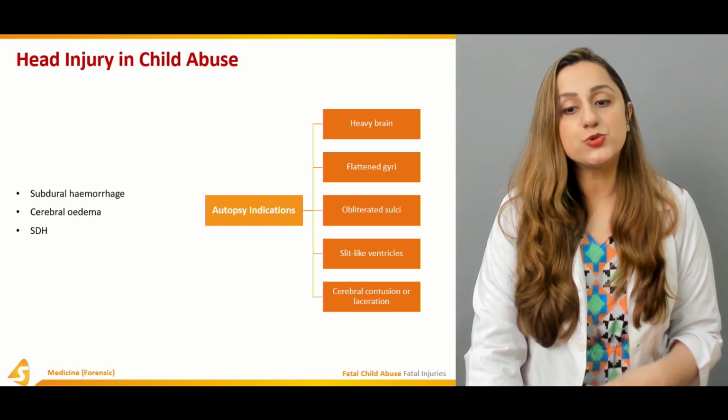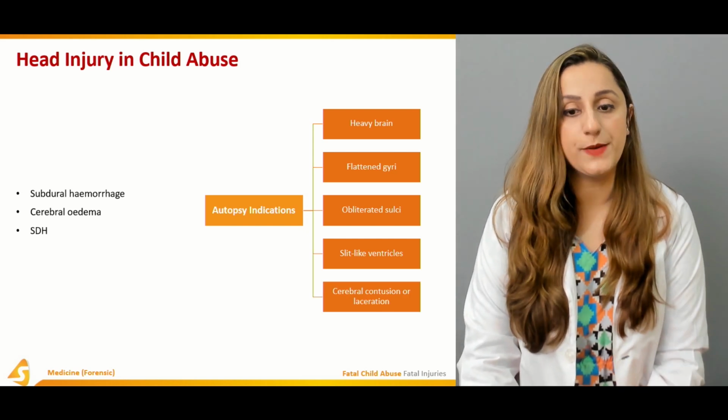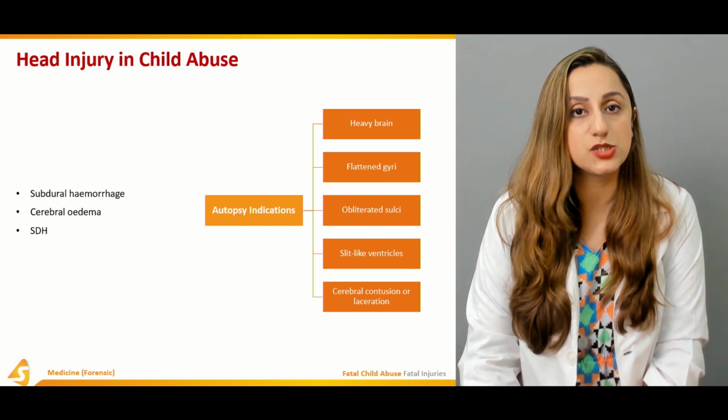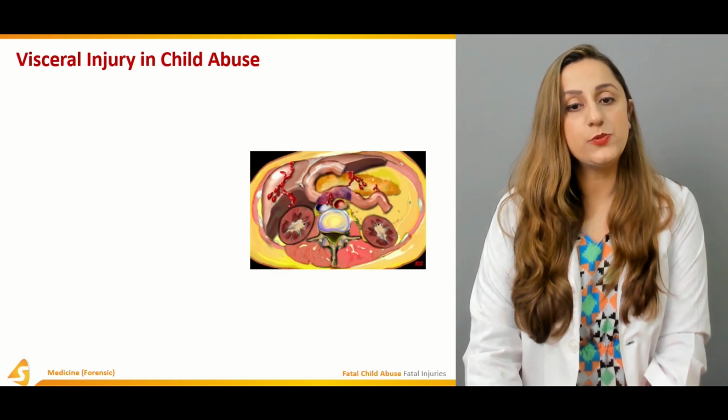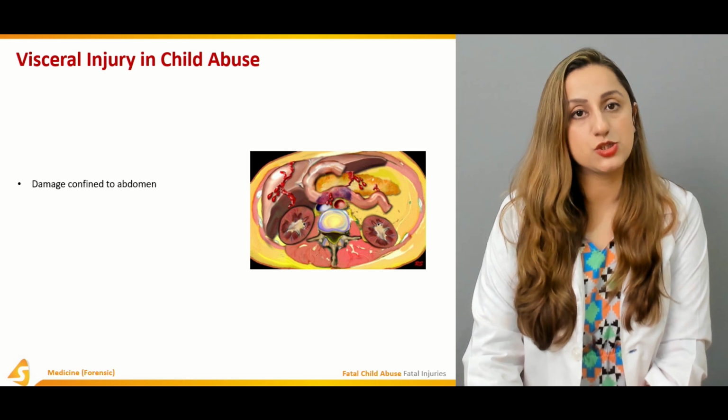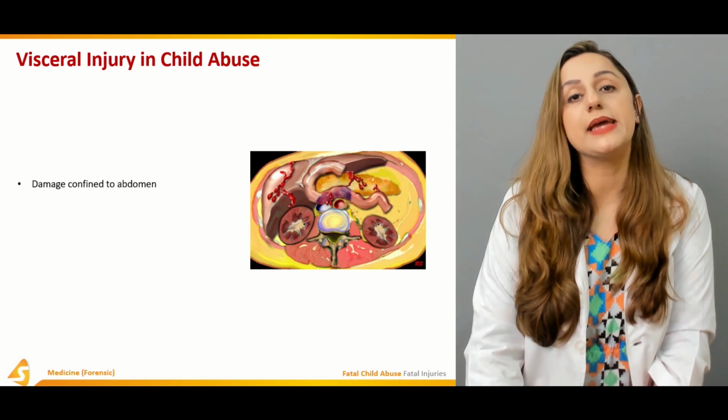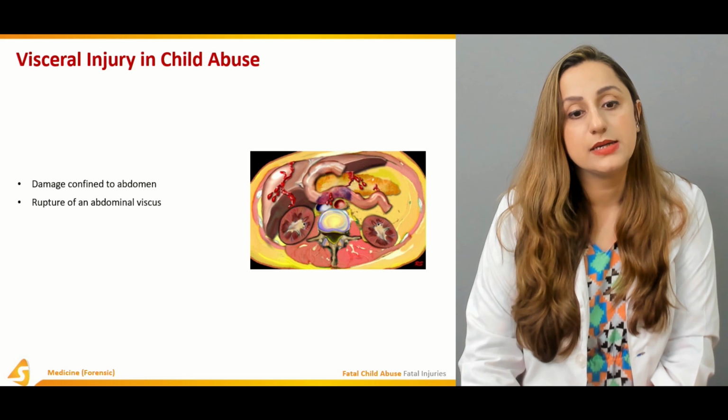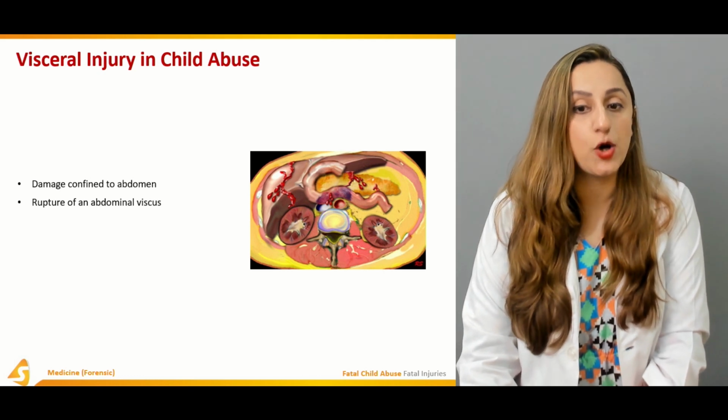The cerebral contusions or lacerations are looked for, and if they are found, they are basically indicating towards the head injuries. The visceral injury in child abuse is to be noted. The damage confined to the abdomen is another phenomenon that has to be looked for. Rupture of an abdominal viscus.